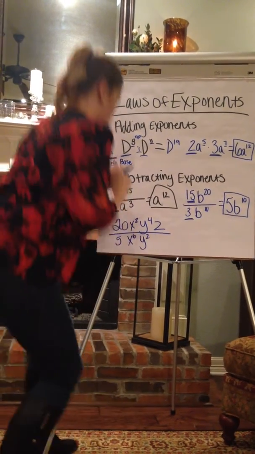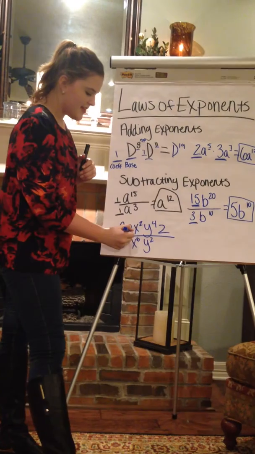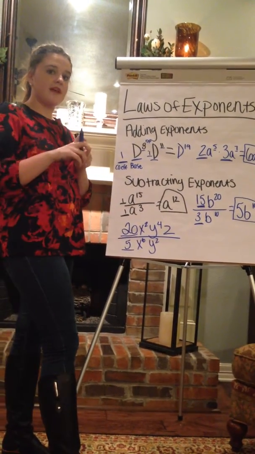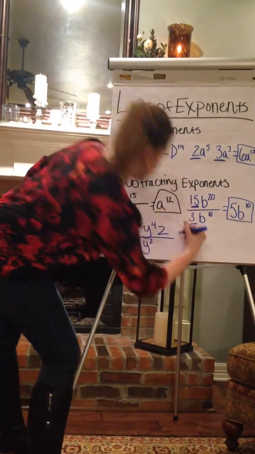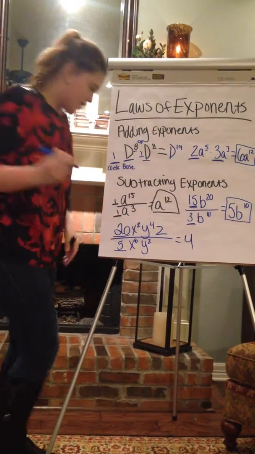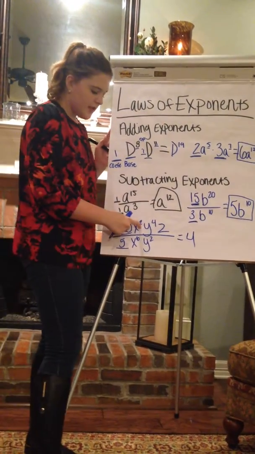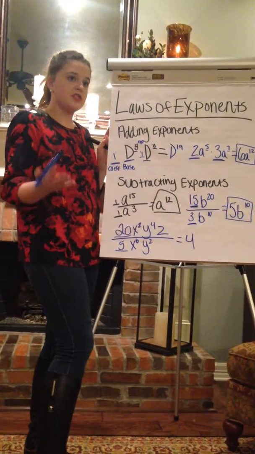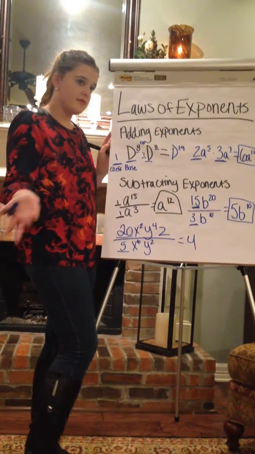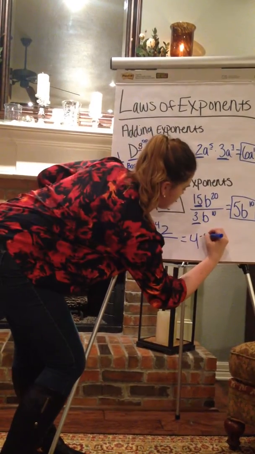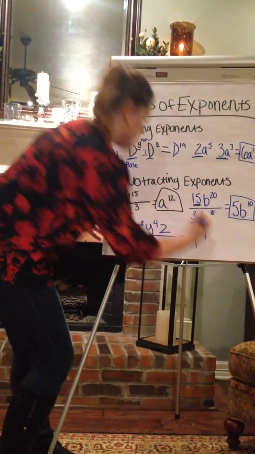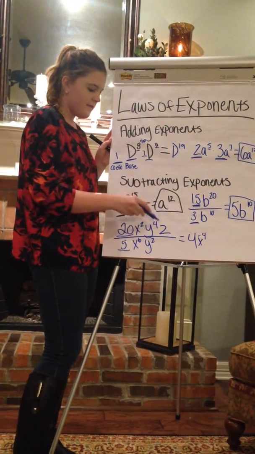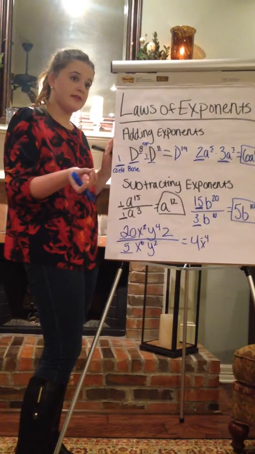Okay, so for this one, you see the coefficients, so you have to divide them. So 20 divided by 5 is? 4. The tricky part here is since this exponent on top is smaller than the one on the bottom, it's going to be a negative number because 2 minus 6 is? Minus 4. X to the minus 4. And so y to the 4th divided by y to the 2nd is? 2.